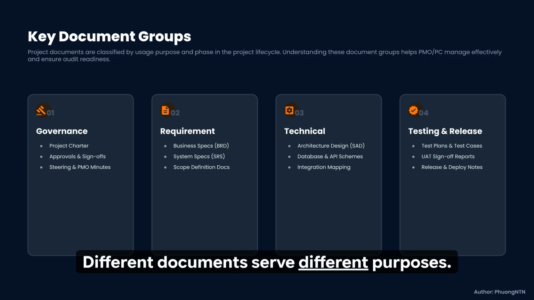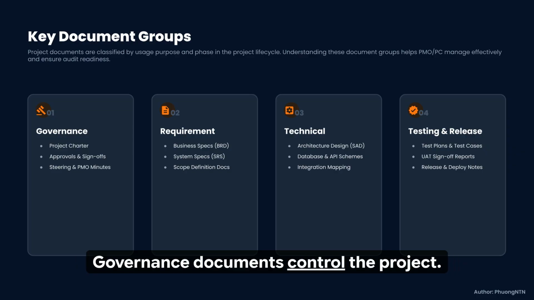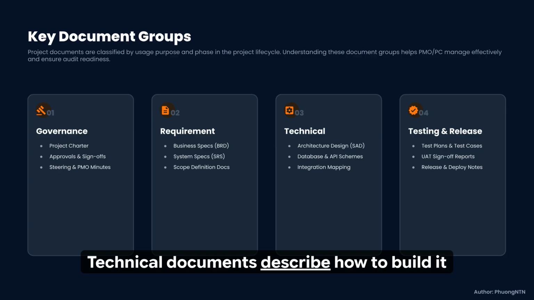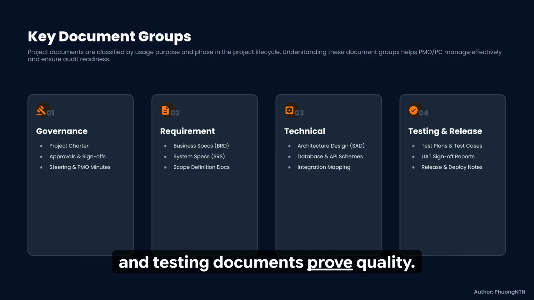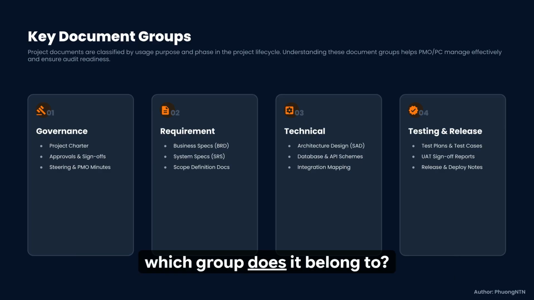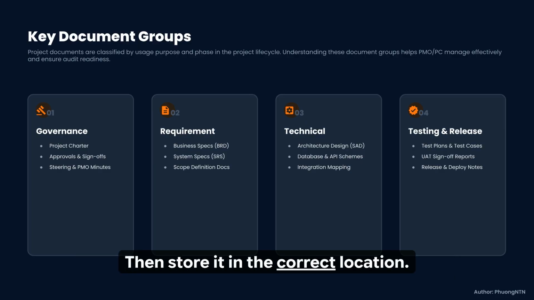Different documents serve different purposes. Governance documents control the project. Requirement documents explain what to build. Technical documents describe how to build it, and testing documents prove quality. Whenever a new document appears, first ask, which group does it belong to? Then store it in the correct location.